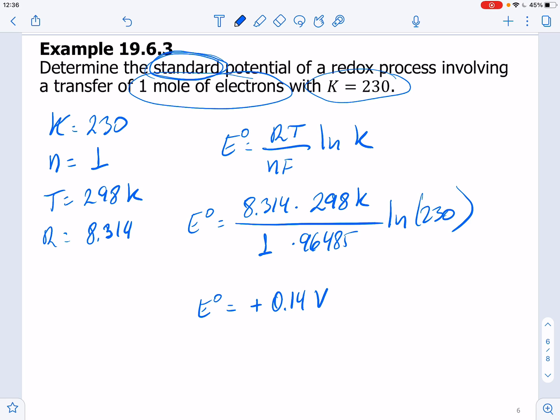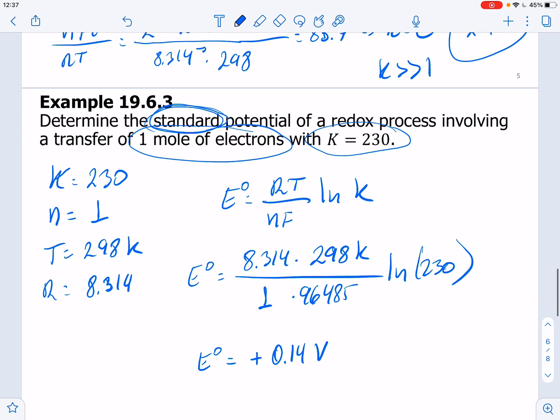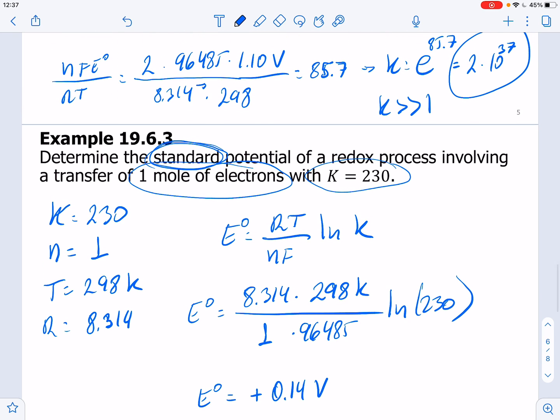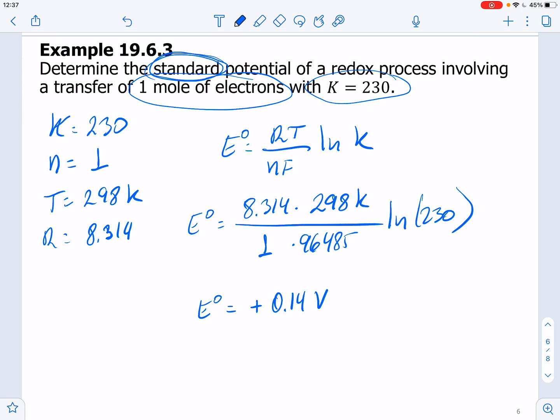So not much electricity, not much potential you can get out of that process. In a way, you can predict that because this is a constant that is larger than 1, but is not extremely high like in the previous case. So you are comparing a constant of 230 versus a constant that is 10 to the power of 37. So that's a huge constant. This is a large constant, but not so large. Anyway, the potential here for this particular cell is going to be 0.14. Okay?